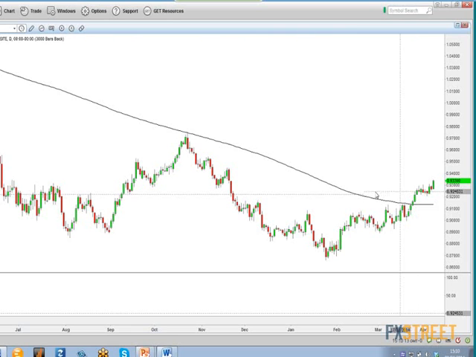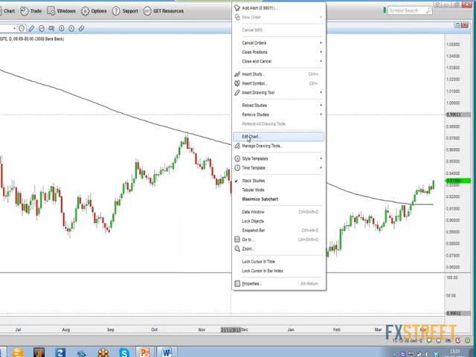Now, if you look at this pullback, it took place from September all the way through to October, November times. You're looking at a good 2 months. In this period right here, you'd be standing aside. You wouldn't be doing anything. That is a simple moving average, a 200 simple moving average, guys. I hope that makes sense.